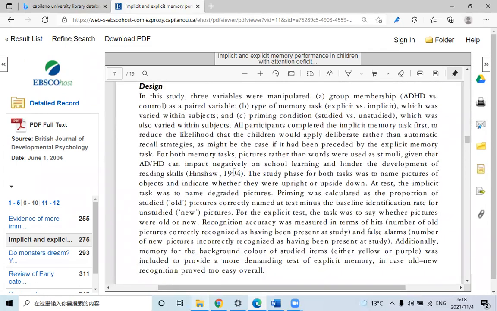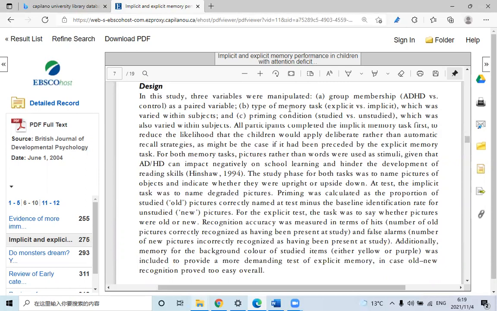And then let's look at research design. In this study, 3 variables were manipulated. We learned this word from the research methodology chapter. Group membership, ADHD versus control, as a between-subjects variable. So one variable was some kids have ADHD, some kids are controls, or they don't have ADHD. And also type of memory task, that's my focus. They have 2 types of memory tasks. One is explicit and the other one is implicit, which was varied within subjects.